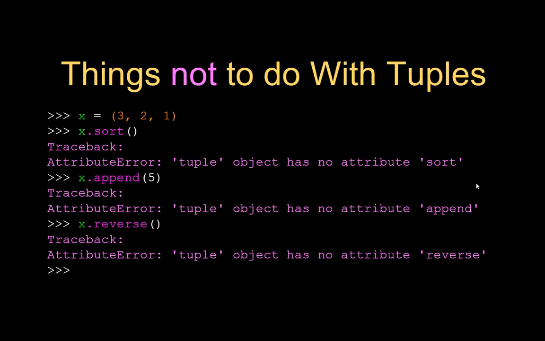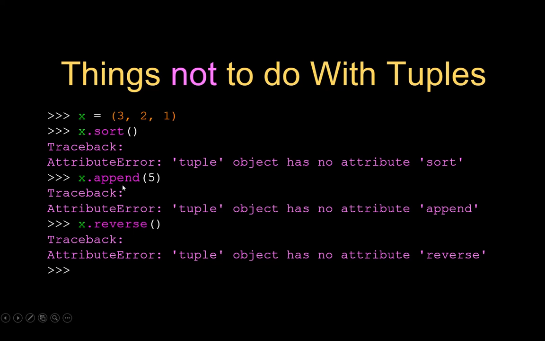Okay, so there are a couple of things that we cannot do with tuples. For example, here we have a tuple of 3 items, 3, 2, 1. We assign it to the variable x. We try to call the method sort. In this case, we get a traceback because, again, the content and the order of the tuple we cannot change. So that's one of the things that we cannot do with a tuple.